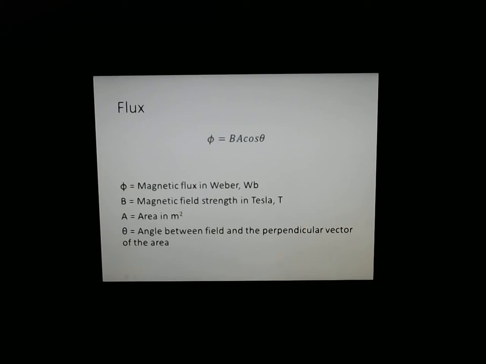Now, the theta here is a bit of a weird one, so let's start with the easy bits. Firstly, the phi is just flux in Webers, or properly pronounced Weber, because it's German, but we're going to say Weber. Don't forget the little b next to it. B is magnetic field strength in Tesla. A is area in meters squared.